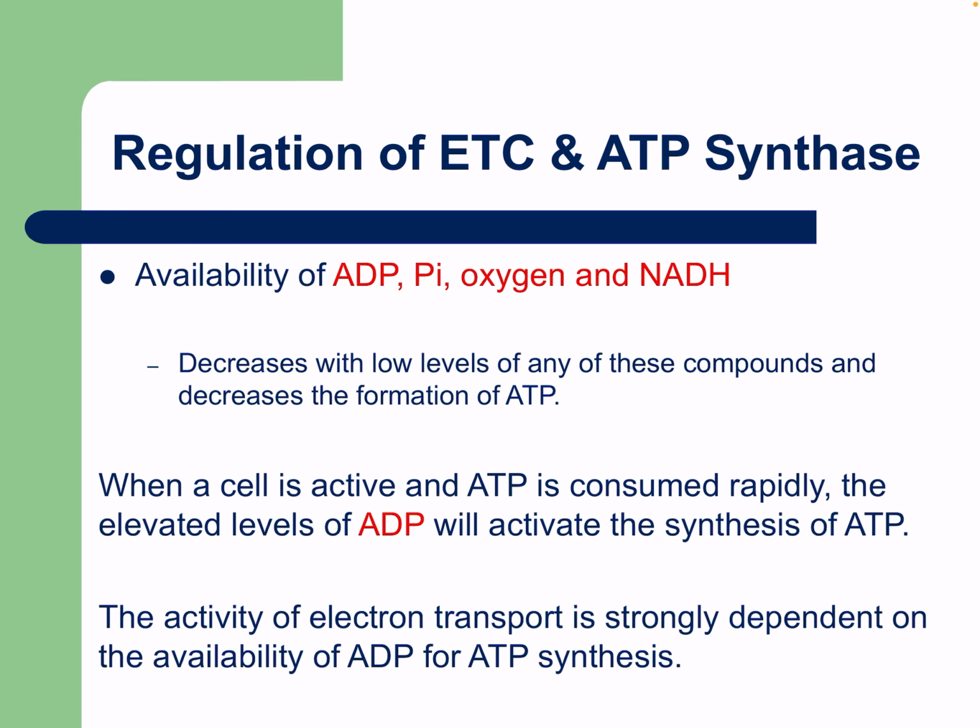So, the regulation of the ETC and ATP synthase is based on the availability of ATP, inorganic phosphate, oxygen, and NADH. One simple example is that if we don't have oxygen, this won't occur because we need that final electron acceptor. The electron transfer chain and ATP synthase activity decreases with low levels of any of these compounds, and decreases with the formation of ATP.